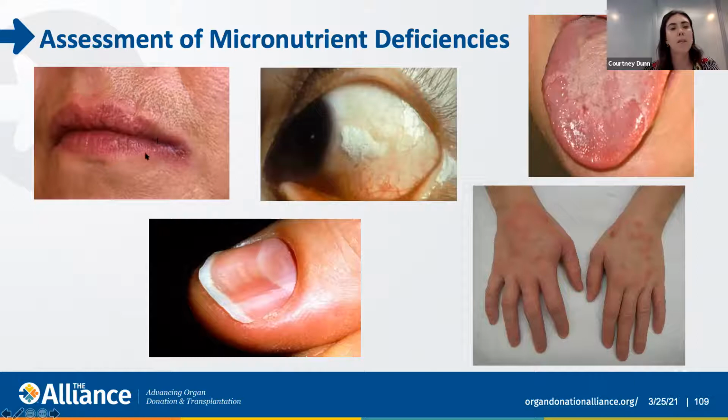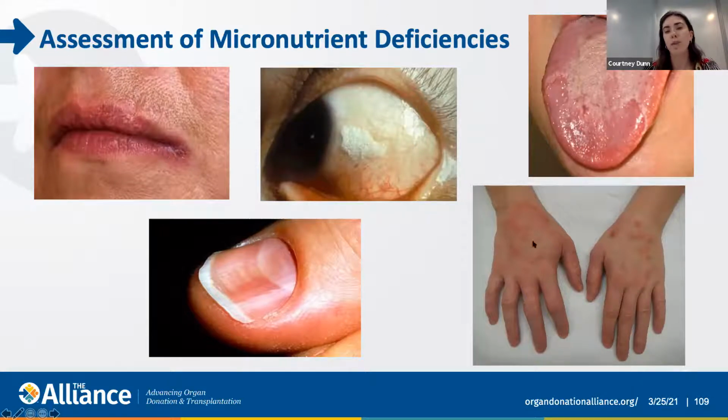So in the top left, this patient has cheilosis, which could be a deficiency of vitamin B or vitamin C. Down here, you see the spooning of the nails, which could be indicative of an iron deficiency with or without anemia. Glossitis, which is inflammation of the tongue. So this could be a vitamin B12, B6, or a niacin deficiency.